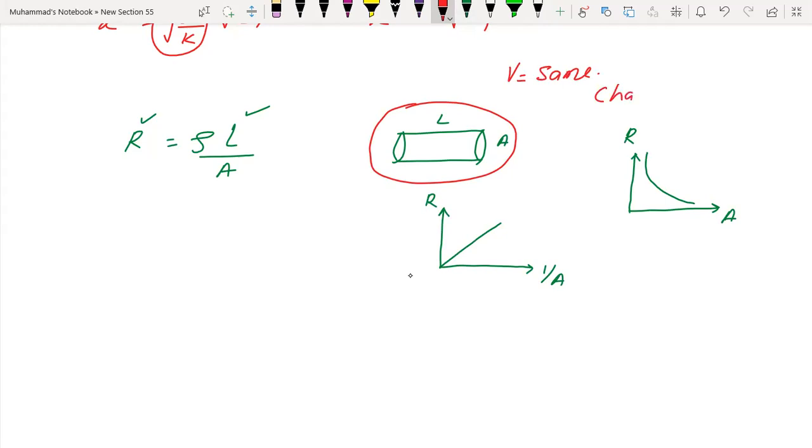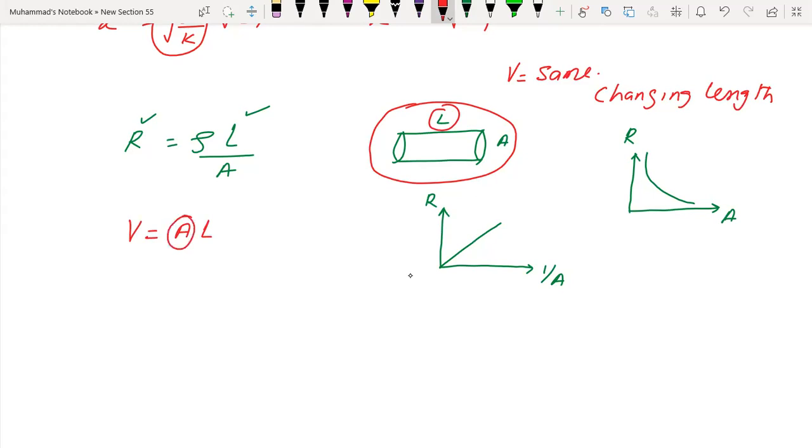Changing length. If we change length and we keep volume the same, then the area has to decrease. Then what type of relationship between resistance and L would there be? You know that the volume of this wire will be cross-sectional area times L. And we are changing length L and keeping volume the same.